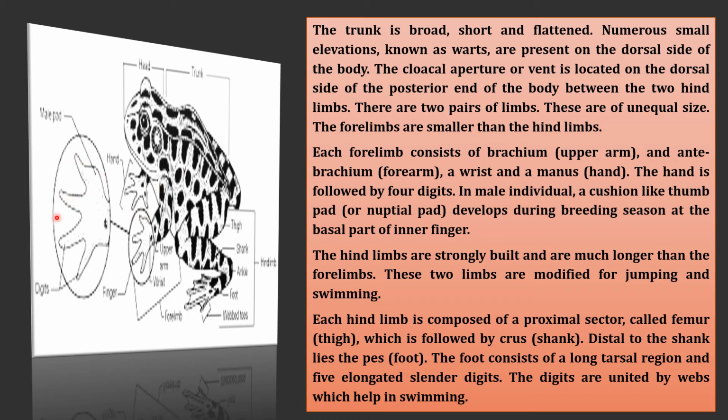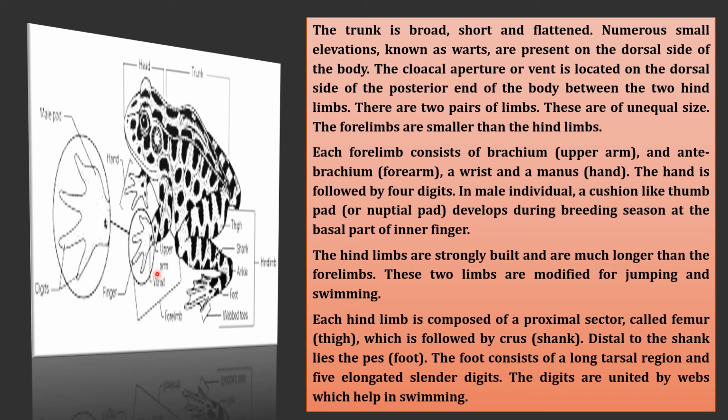this type of thumb pad develops. You can see this black, small rounded structure develops, which is called thumb pad, during breeding season at the basal part of inner finger. That means basal part, you can understand this is not the dorsal part or the ventral portion of the inner finger. See, I am showing you, these are the thumb pad.